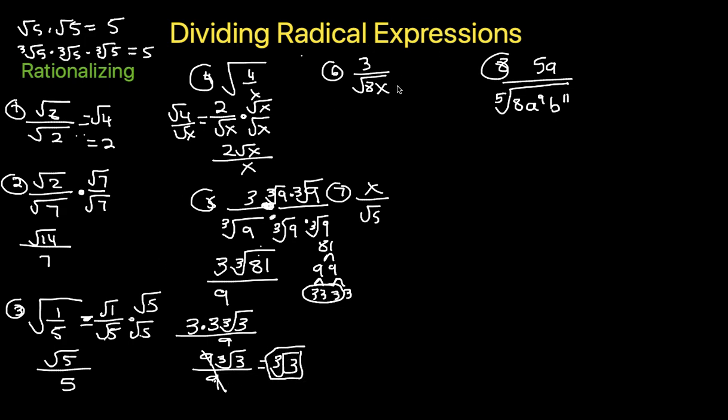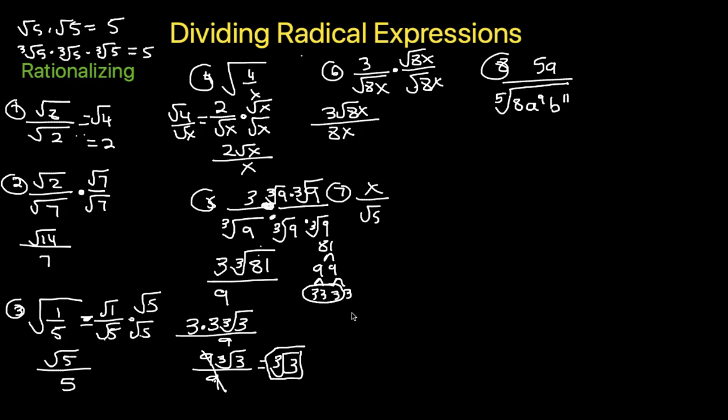Okay, number 6, this is a square root, so I just need one more. So multiply by the square root of 8x over the square root of 8x. So in the numerator, I have 3 square root of 8x because the 3 does not have a root. Here, those will cancel. You'll just get 8x.